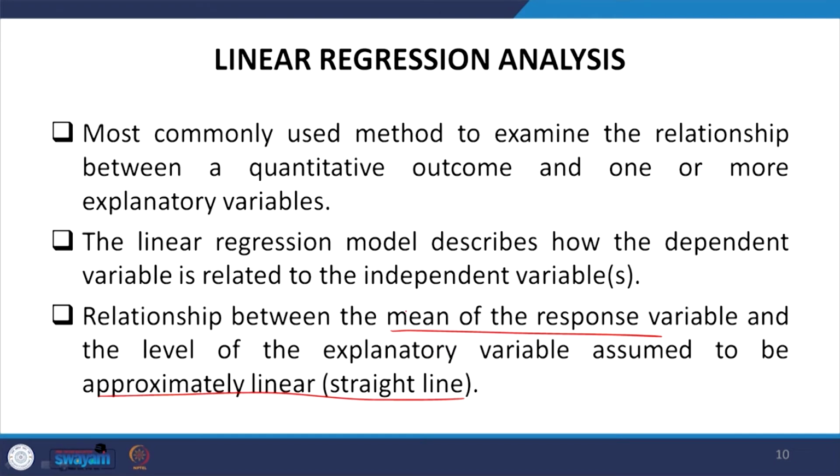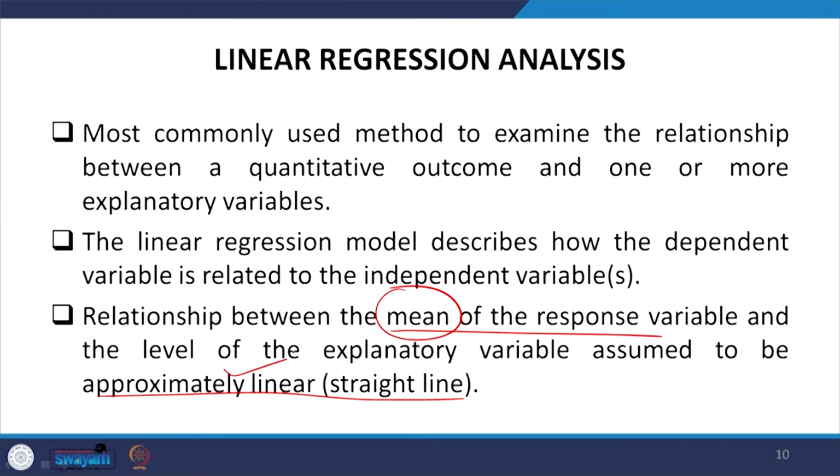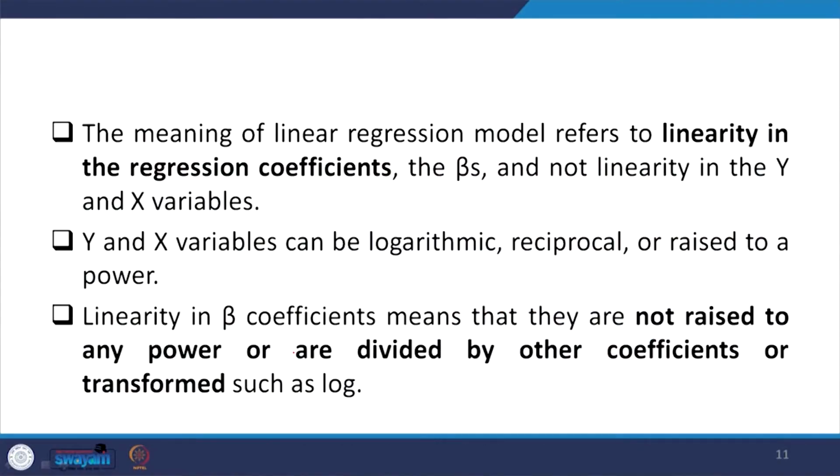The mean response is important because it is what we compare against. The trend value always takes the mean of the response variable and the level of the explanatory variable, and assumes a linear approximation, usually a straight line, as we have already discussed. The meaning of linear regression model refers to linearity in the regression coefficients. This is another most important aspect that must be understood, and it is usually asked in most interviews of candidates appearing for faculty positions or PhD selection.